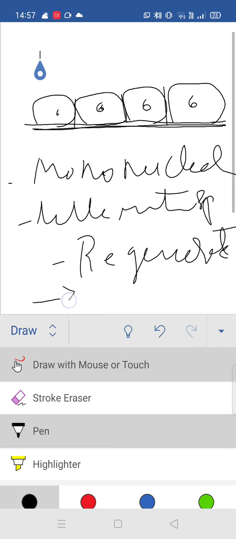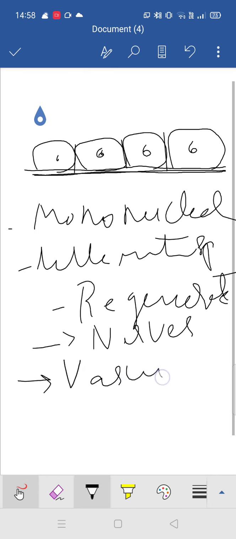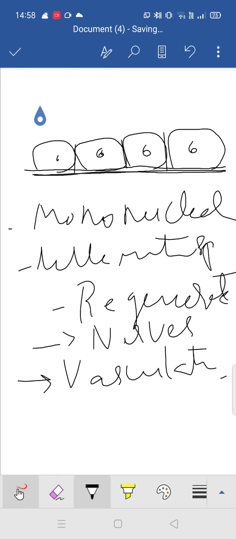And they don't show nerves. And they don't have vasculature. Yes. This is simple squamous.